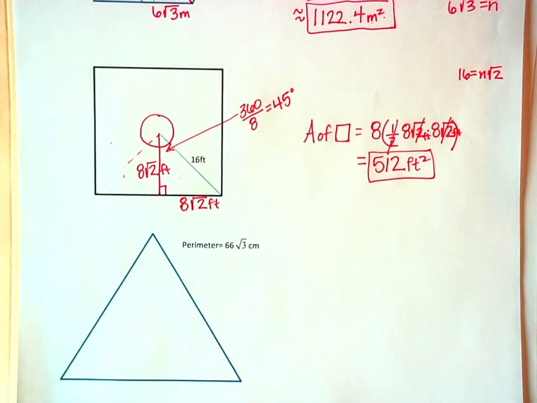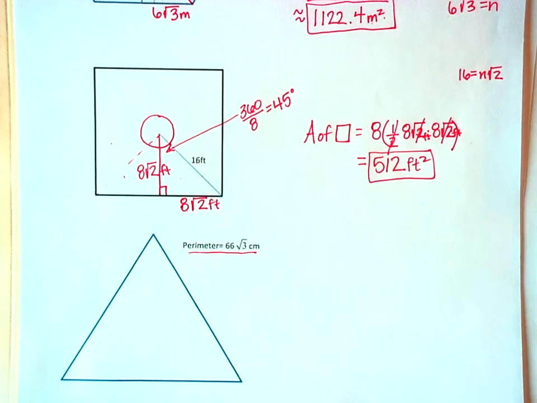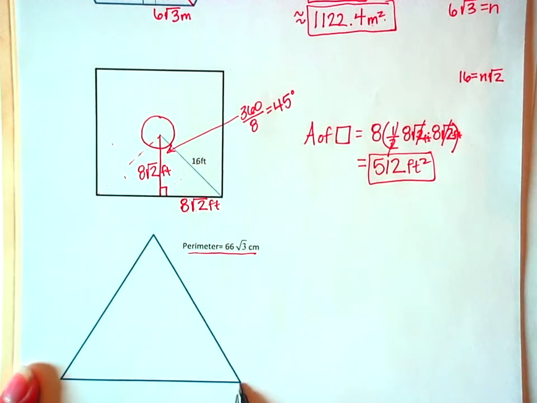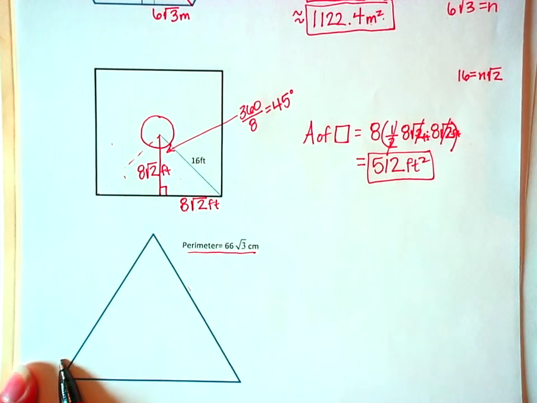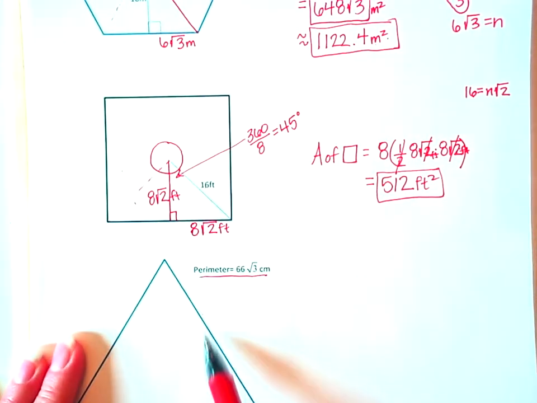Okay, so the last one, we're going to find the area of this big triangle. It tells us that the perimeter is 66 square root 3. And if you remember, perimeter is the distance all the way around the triangle. Up in our directions, it said that all of these were regular polygons. That means all of these side lengths are the same.